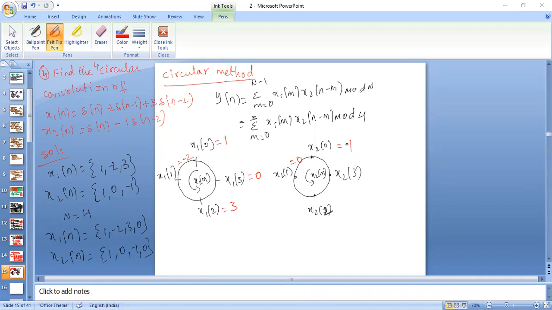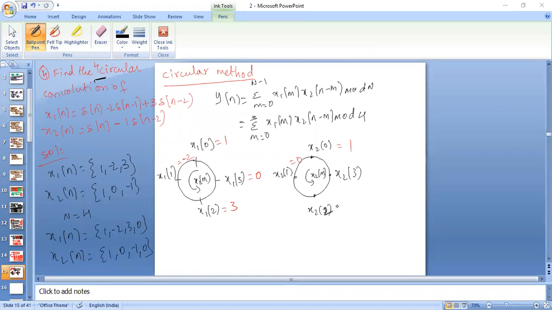Here n is equal to 3. Normally, if they haven't mentioned 4-point circular convolution here, we would consider n is equal to 3 only. But here they have mentioned 4-point circular convolution, so we should consider 4. I told you this while doing the DFT also: whenever they have mentioned the n value, we need to increase the length of the sequence to that n value. Is it clear, amma? If they haven't mentioned the n value here, then you can consider the length of the sequence as n.